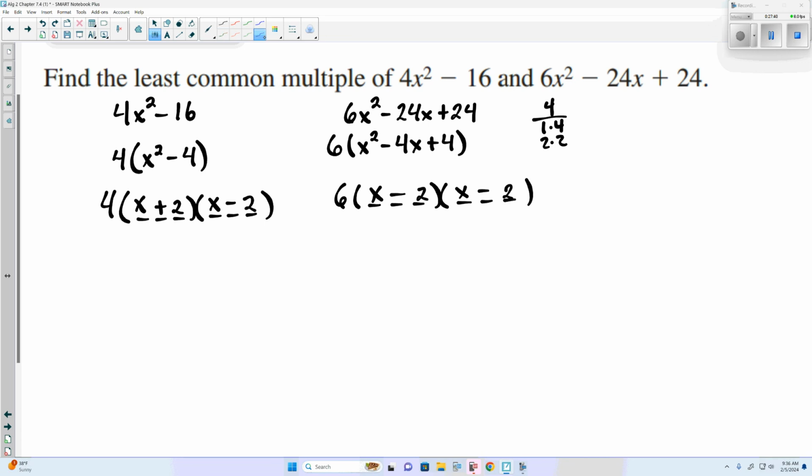Factors of 4: 1 and 4, 2 and 2. We can do 2 and 2 first, and we do check this. X times negative 2, negative 2x. Our negative 2 times x, negative 2x, which does give us our middle term of negative 4x. So these are the factors.